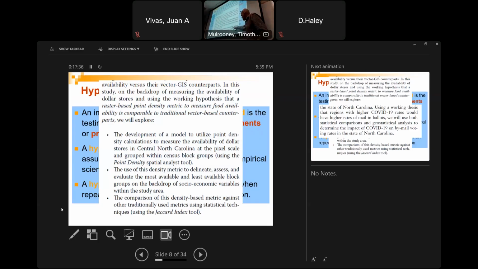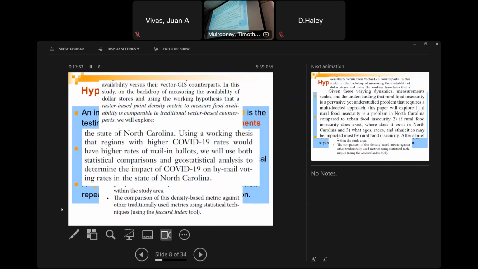And then we figured out a little tool so that we compare this density metric to distance metrics to measure food availability. And I think we did about 6 or 7 of these. Here's another one that we have.